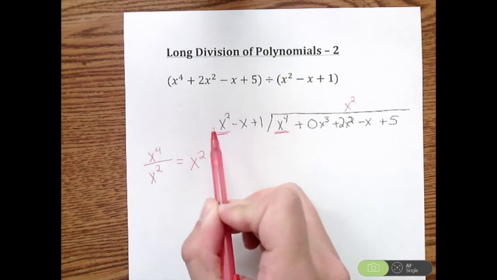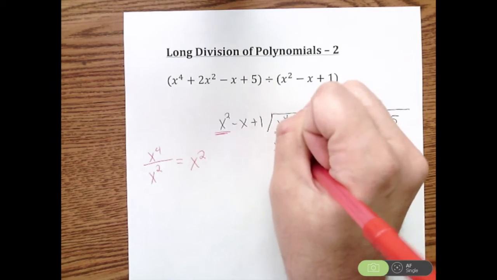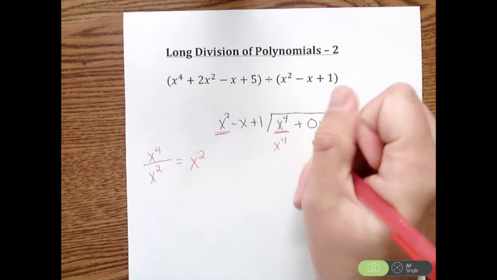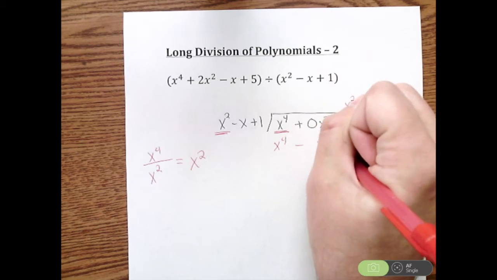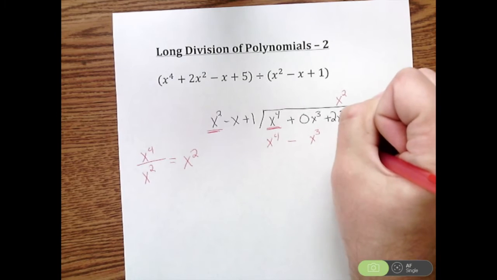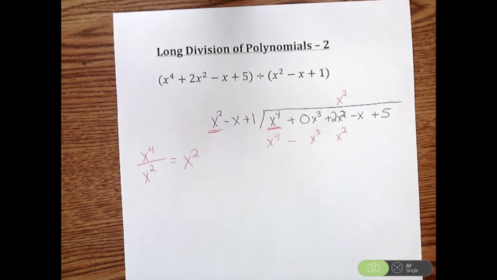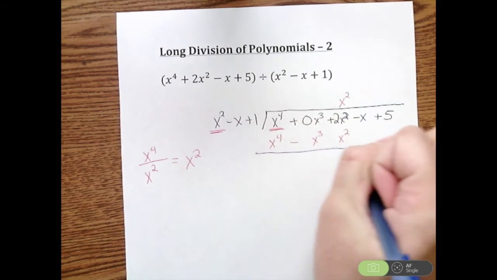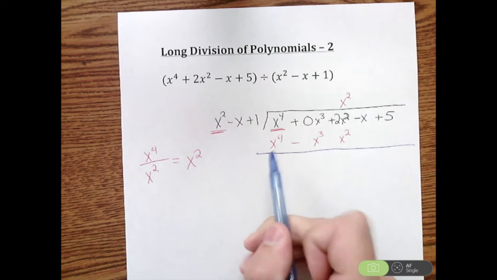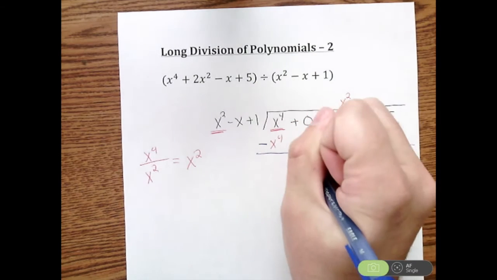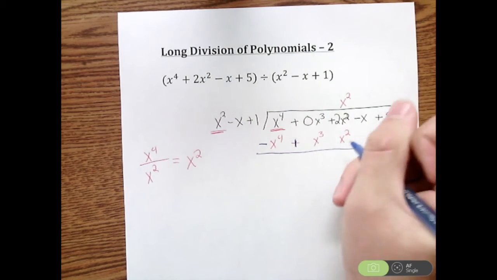So we're going to do x squared times x squared is x to the fourth. X squared times negative x is a negative x cubed. And x squared times 1 is just a positive x squared. So after you write your term and you distribute through, we're going to subtract these off. So we're subtracting every single term here. So this becomes negative. This second term is positive. Third term is now negative.